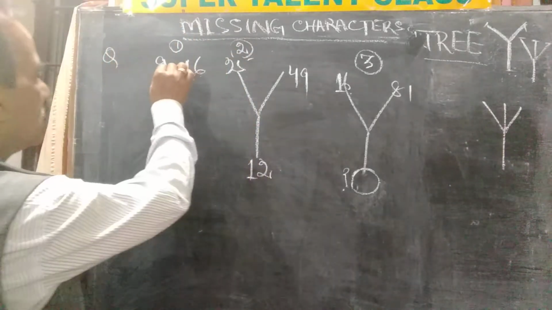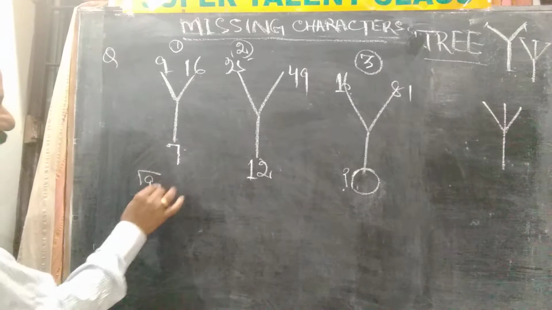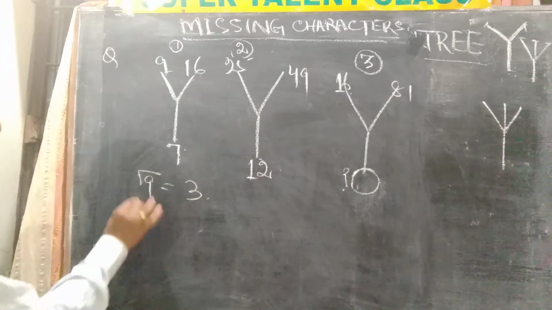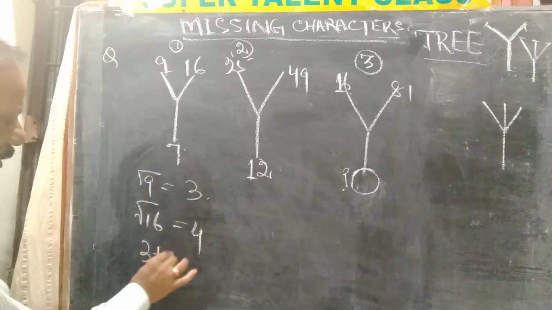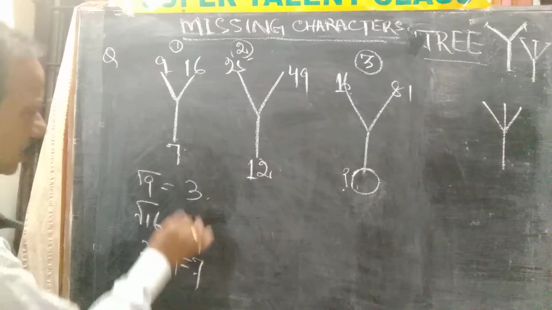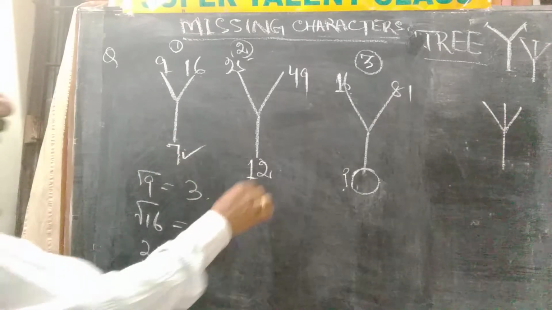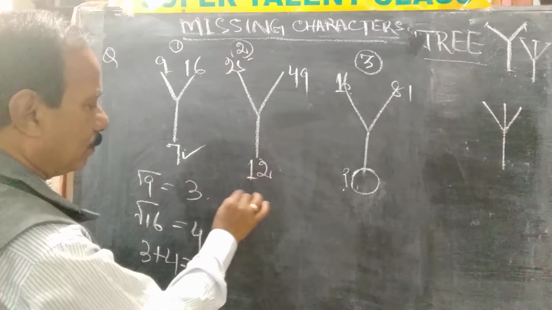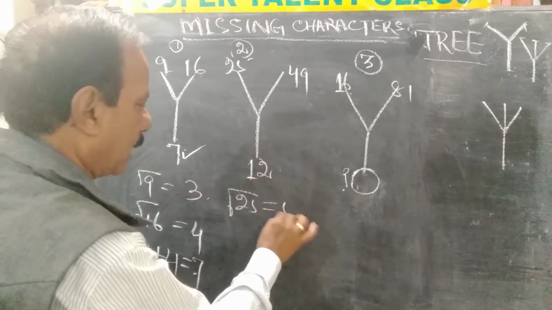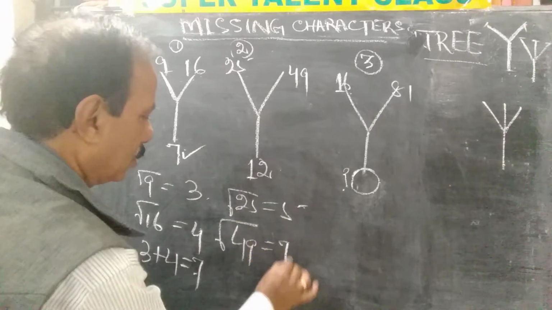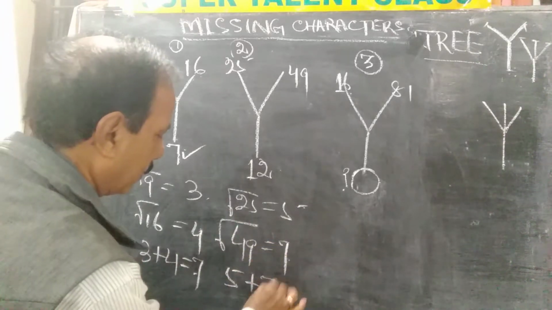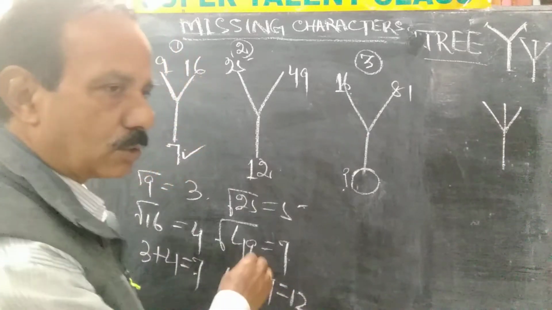देखो 9. Suppose root over 9 is 3. Root over 16 is 4. Then 3 plus 4, that is 7. Right? You got the clue. Apply it for the second one. Root over 25 is 5. Root over 49 is 7. So 5 plus 7, that is 12. Now you got the clue.